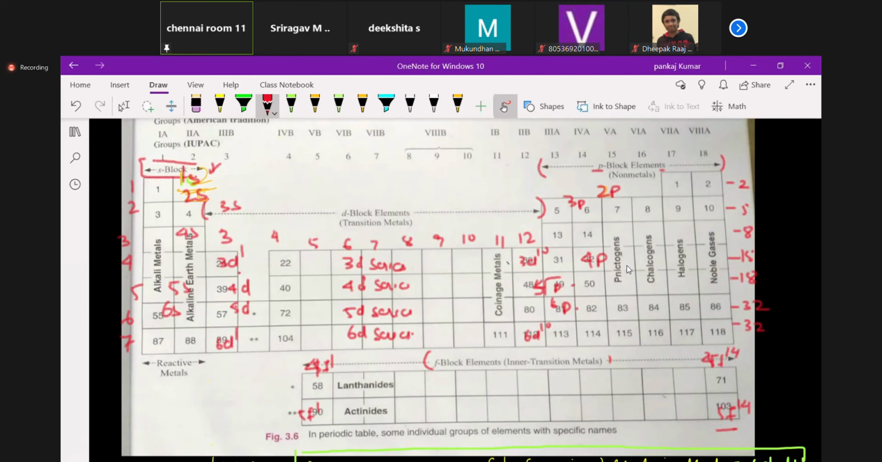Energy wise it is given: first come S, then come P, then come D. Okay, it is given. Don't ask why it is given. You have to follow this order. Energy wise, S, P and D is the order. Yes, sir, that is the order.